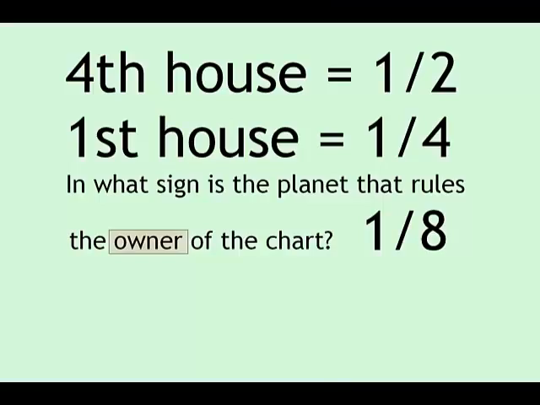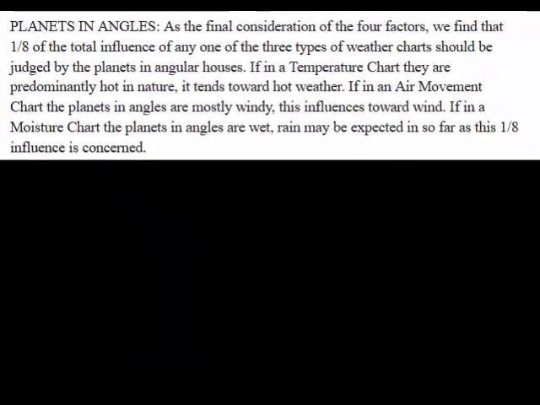A quick summary. 1/2 of all the weather influence comes from the 4th house. 1/4 of it comes from the 1st house, and 1/8 of it comes from the sign in which we find that planet which rules the owner of the chart. We have one more 1/8 to cover, and that is next. I'm reading this as the final consideration of the 4 factors.